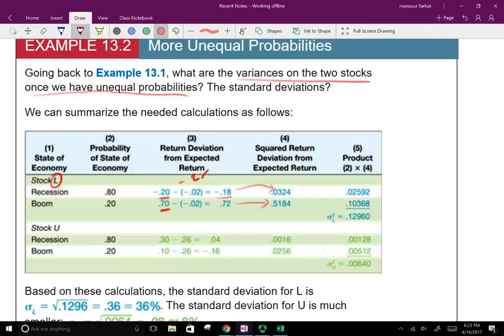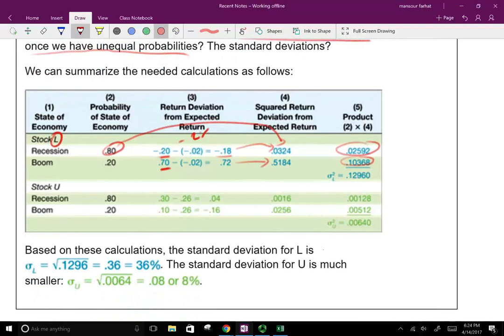Then we take the probability times the squared deviation. It's going to give us this number, and we'll do the same thing for this one. Then we add up the products and find the square root of it, and that's going to be our standard deviation. Based on this calculation, the standard deviation for L is 36%, and the standard deviation for U is 8%. Still, even with different probabilities, U has a lower standard deviation than stock L. It has less risk than stock L.